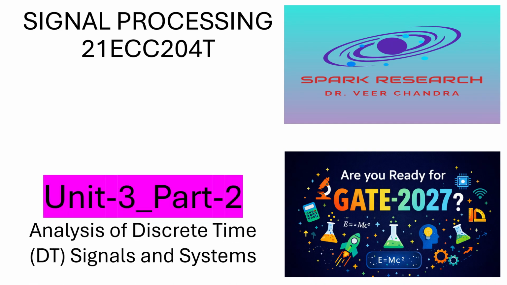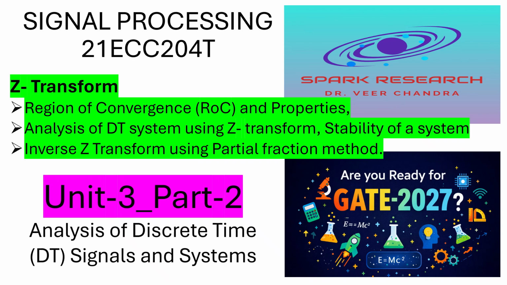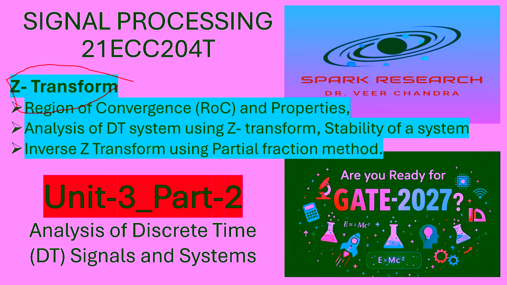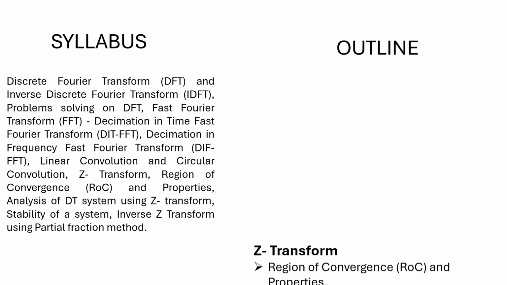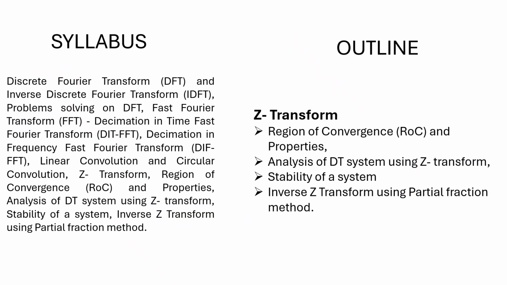And so this is the second and the last part of this unit three. Here we are going to talk about the analysis of discrete time signals and systems. In this particular session, primarily we are going to focus on the Z transform. We'll look into the region of convergence and the Z transform stability analysis, and also we'll see how the inverse Z transform can be done using the partial fraction method. So here is the outline of your session, and this is the entire syllabus for your unit three.